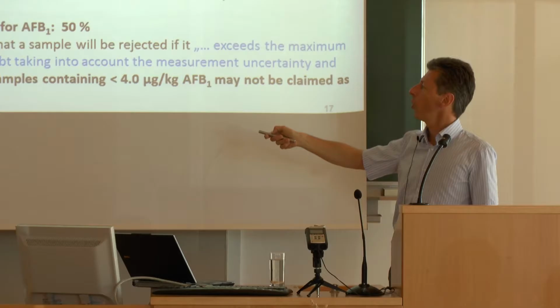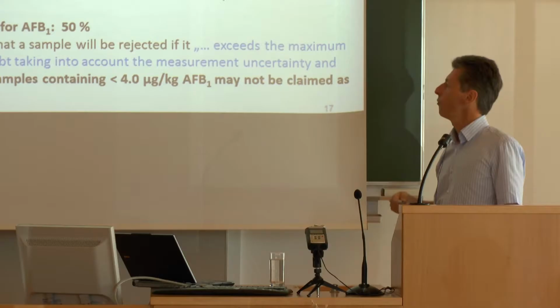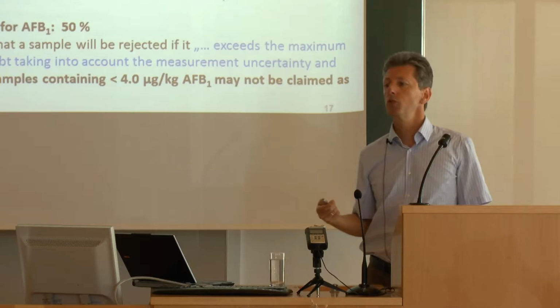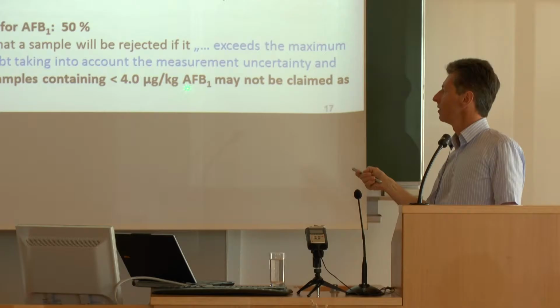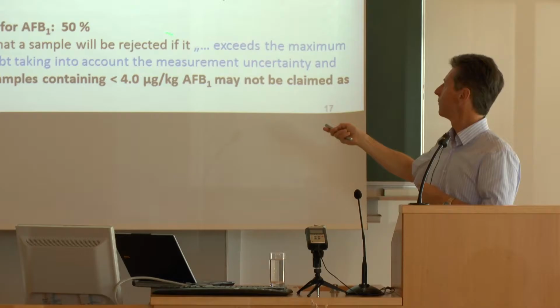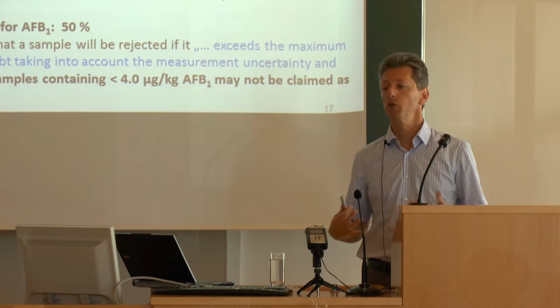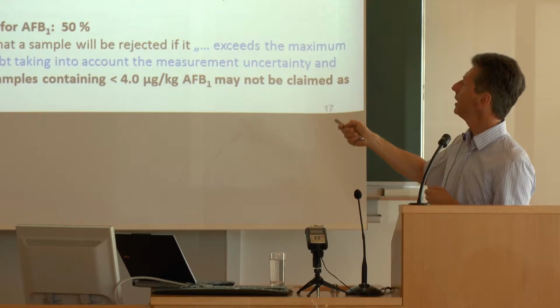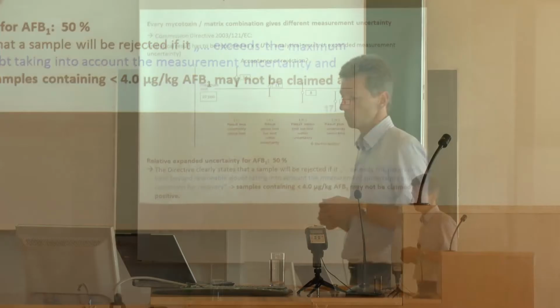So we know, or the lab in Rotterdam knew, that the relative expanded uncertainty for aflatoxin B1 is 50%. Which means that if you have a level of 4 microgram per kilogram, 50% of 4 microgram per kilogram is 2 microgram per kilogram. Meaning that samples which contain lower or equal to 4 microgram per kilogram aflatoxin B1 still fall within this 2 microgram per kilogram regulatory limit set for aflatoxin B1, and therefore the maximum limit is not exceeded beyond any reasonable doubt and therefore shall not be rejected. It still can be used for human consumption. So that is a very important aspect. Meaning only in this case here, the maximum limit is indeed exceeded and the lot will be rejected and sent back to the owner.